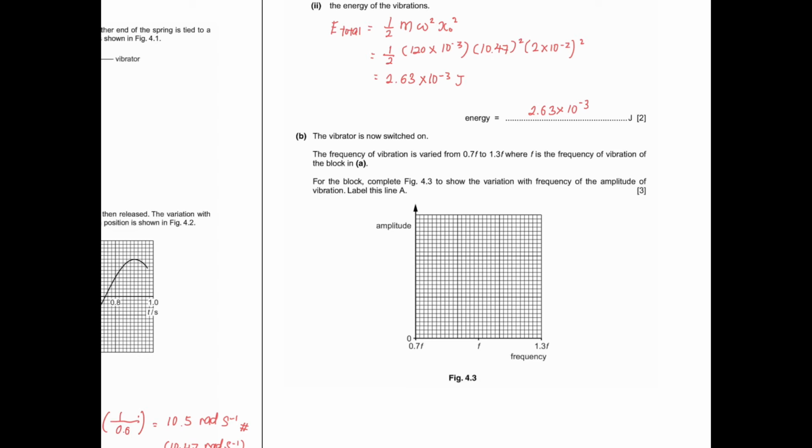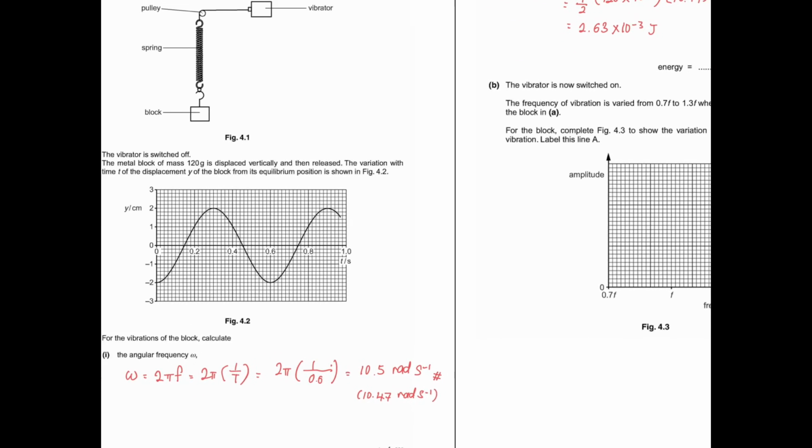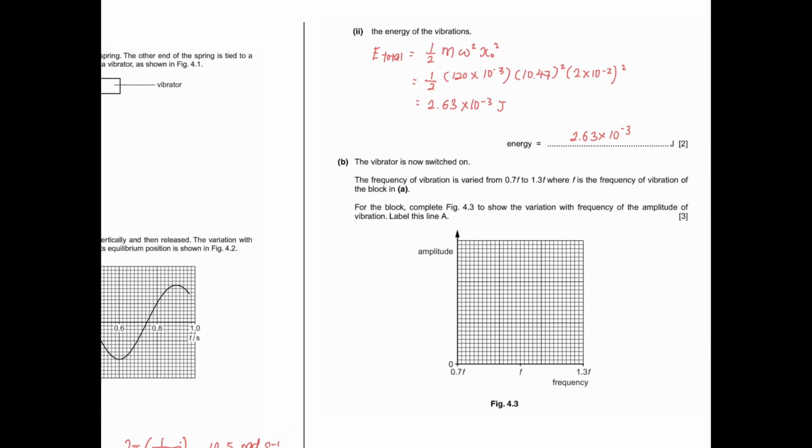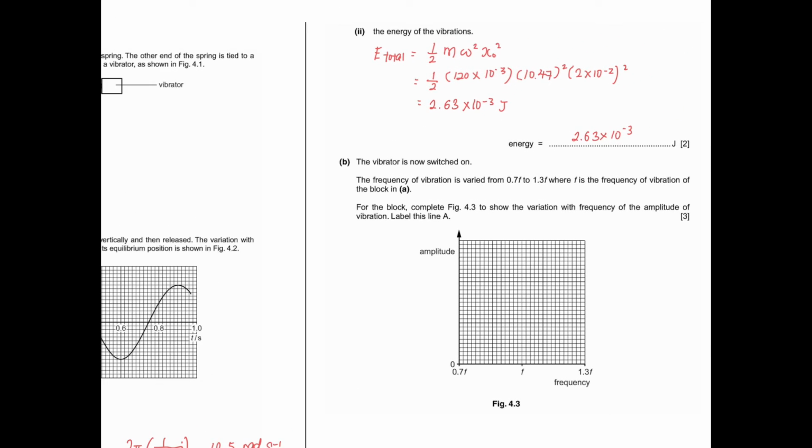Now what we have here is two situations. The first situation is the original one, where we have the frequency as in part A. So F is 1 over 0.6. Of course, what value is that? No need to care. If you want to count, just go ahead. And then the amplitude is the value we know also, 2 times 10 to the power of negative 2.